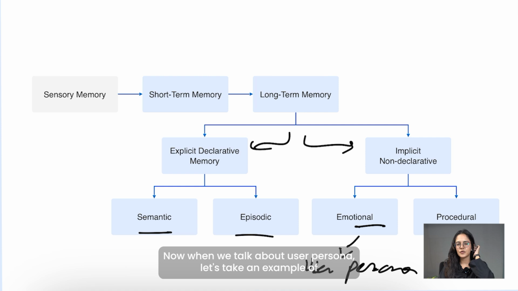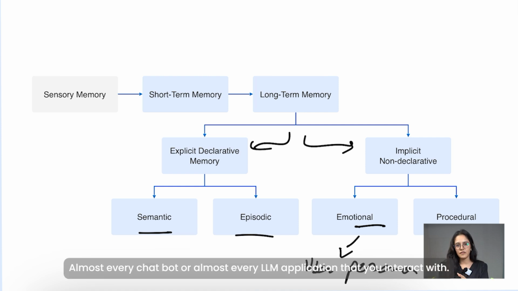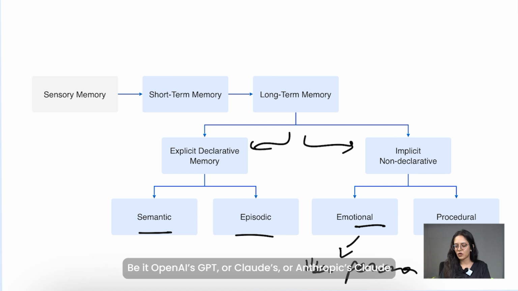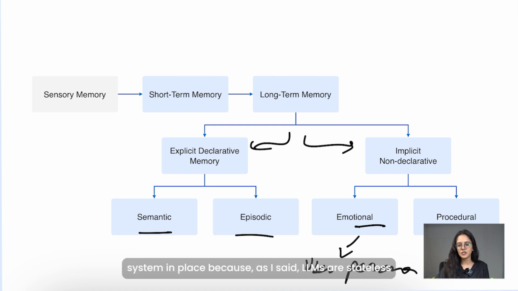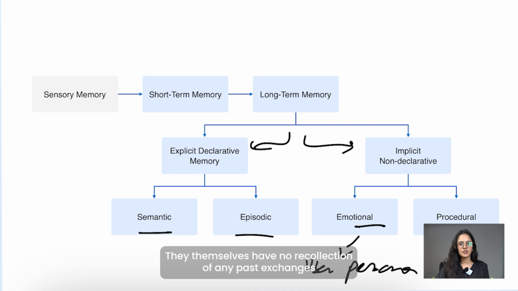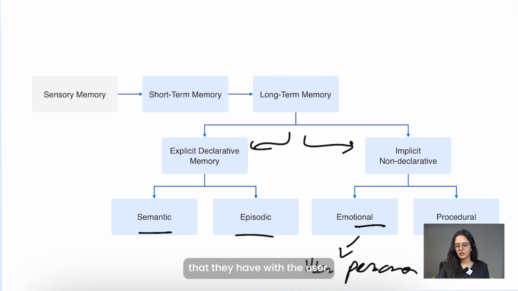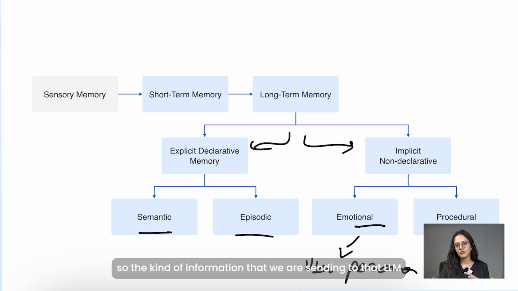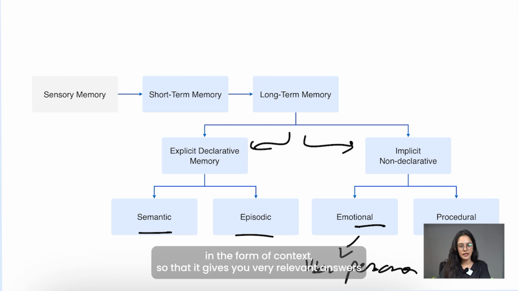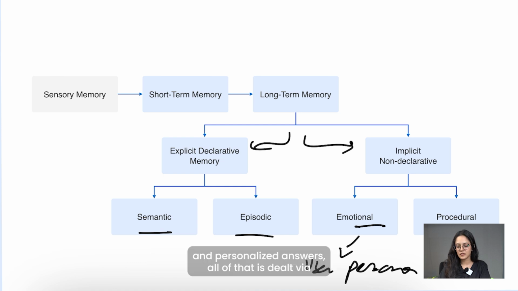Now, when we talk about user persona, take almost every chatbot or LLM application that you interact with, be it OpenAI's ChatGPT or Anthropic's Claude. All of these have a comprehensive memory management system in place, because, as I said, LLMs are stateless. They have no recollection of any past exchanges with the user. And of course, all LLMs also have a limited context window. The information we send to the LLM as context, so that it gives very relevant and personalized answers, is all dealt with via a comprehensive memory management system.